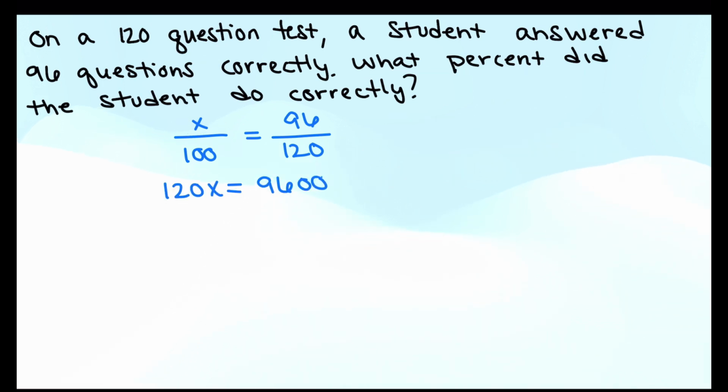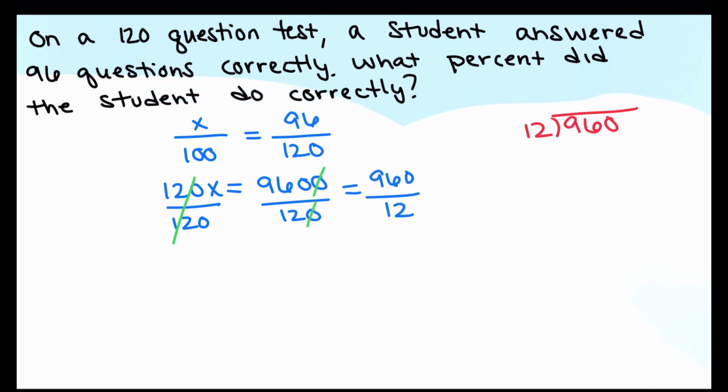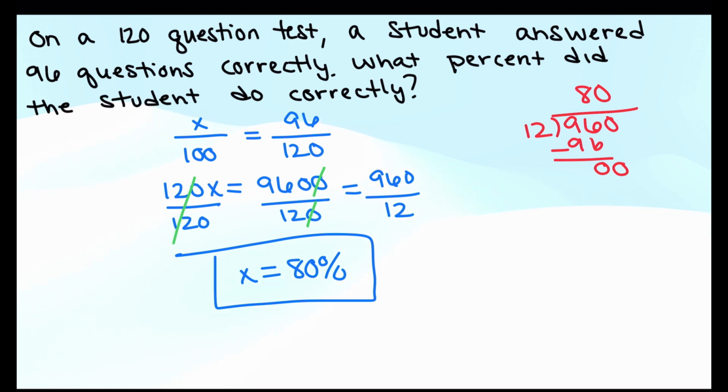I can solve this by setting the cross products equal. 120 times x equals 96 times 100. So 120x equals 9600. To solve, we divide both sides by 120. Before I do the division, I might as well reduce by a factor of 10. So 960 divided by 12. 12 goes into 96 exactly 8 times. So then 12 goes into 0 times, and x equals 80.